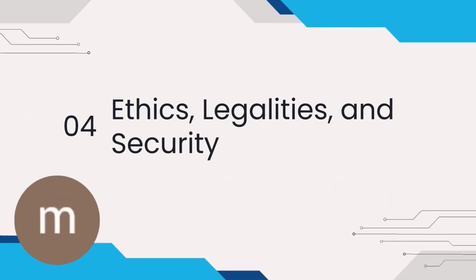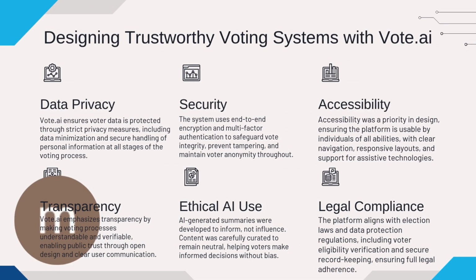Ethics, legalities, and security. Because we're dealing with election data, trust is everything. That's why Vote.AI was built around six core principles: data privacy, security, accessibility, transparency, ethical AI use, and legal compliance. All user data is protected using strict privacy protocols and encryption. And we've added multi-factor authentication to secure records and maintain anonymity.